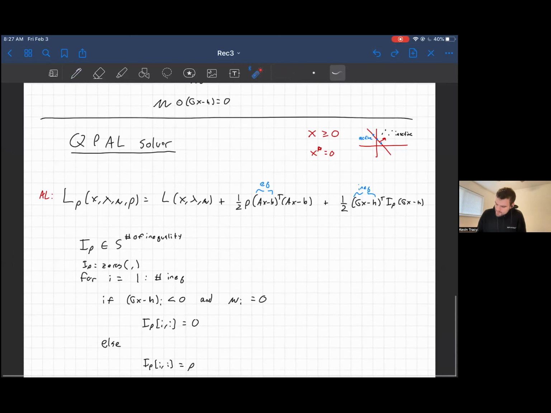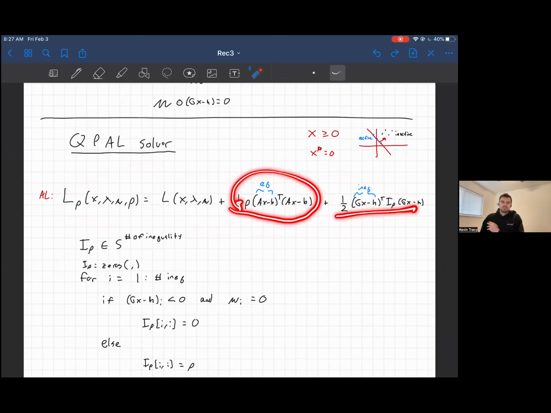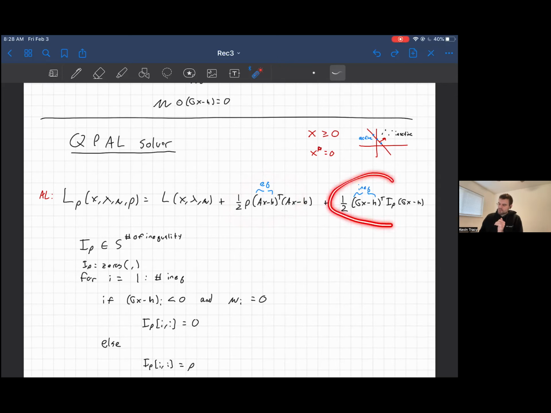So this is our augmented Lagrangian right here. Here's the equality constraint term. Here's the inequality constraint term. And the equality constraint term is going to apply to all the equality constraints. It's going to put a quadratic penalty that's weighted by some value rho on all of the equality constraints. Then for the inequality constraints, what we did is we talked about those active and inactive constraints. And so this logic is baked into this matrix I rho.